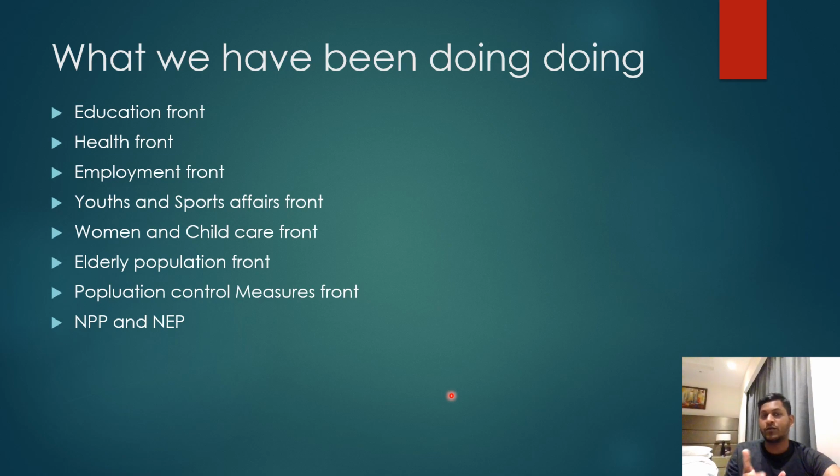Elderly population front we already know. Population control measures, some hints I had given you in the previous slide. So make a proper list of whatever we have been doing till now. These two, population policy and NEP, that is National Education Policy, I found it very useful. You guys can also incorporate this when you are preparing the demography study.